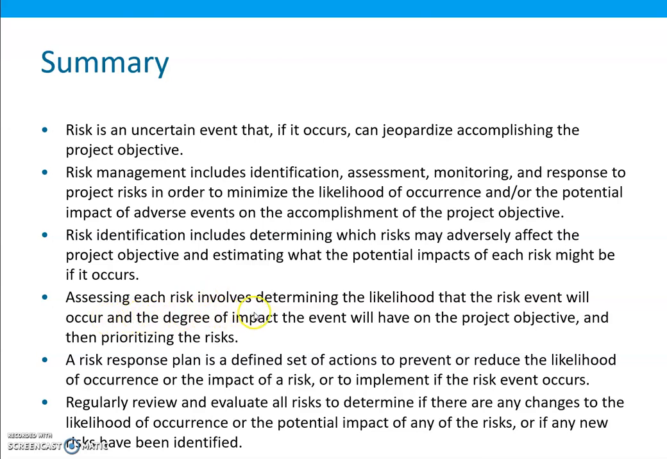Assessing each risk involves determining the likelihood that the risk event will occur and the degree of impact the event will have on the project objective, and then prioritizing the risks. A risk response plan is defined as a set of actions to prevent or reduce the likelihood of occurrence or the impact of a risk, or to implement if the risk event occurs. And regularly review and evaluate all risks to determine if there are any changes to the likelihood of occurrence or the potential impact of any of the risks, or if any new risks have been identified.